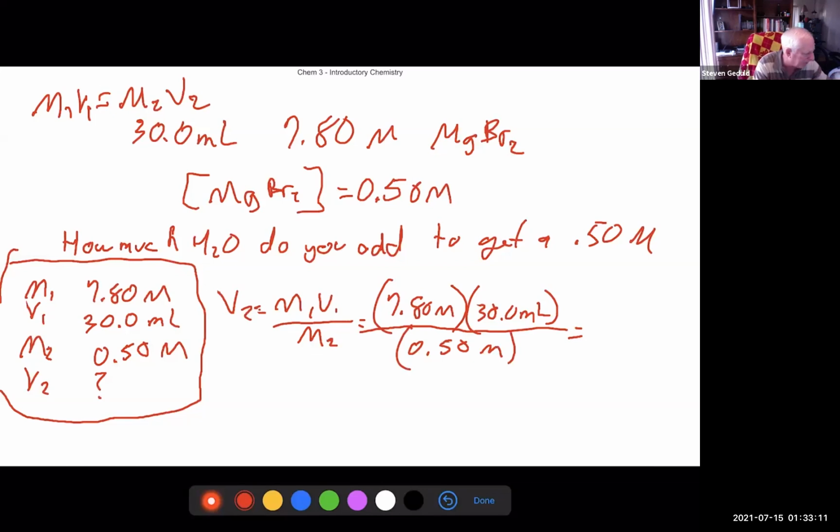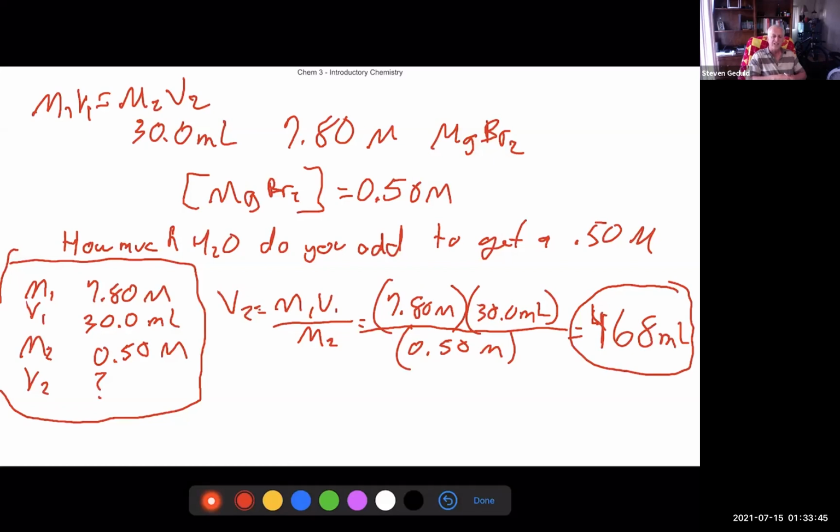All right. Then you do the math. You take 7.8 times 30 divided by 0.5. That equals 468 milliliters. Now, I guarantee you, even though I'm saying this and I go over it, I'll bet you 40 to 50% of the class put that as the answer. That is not the answer.